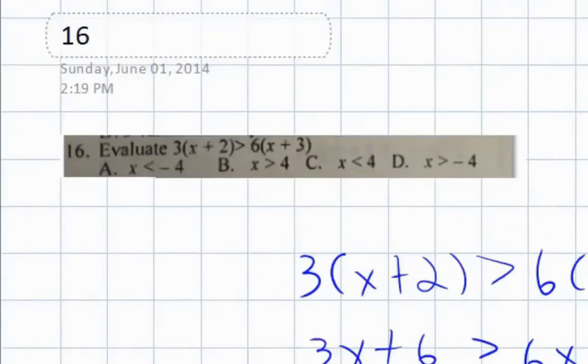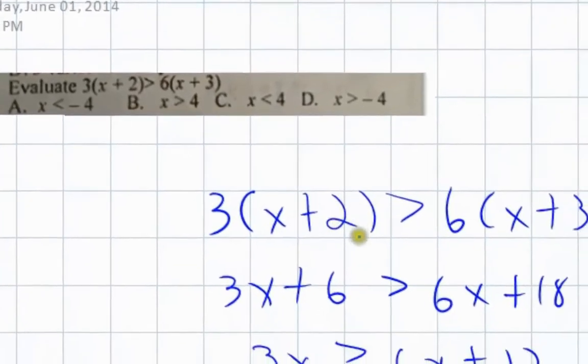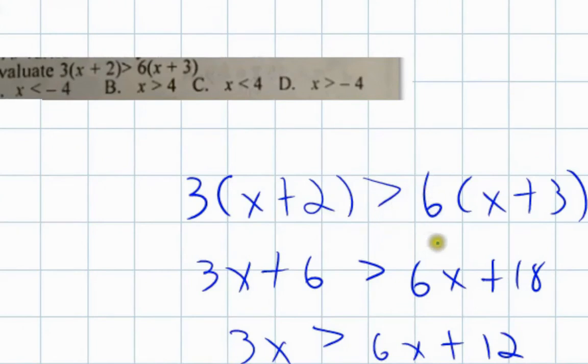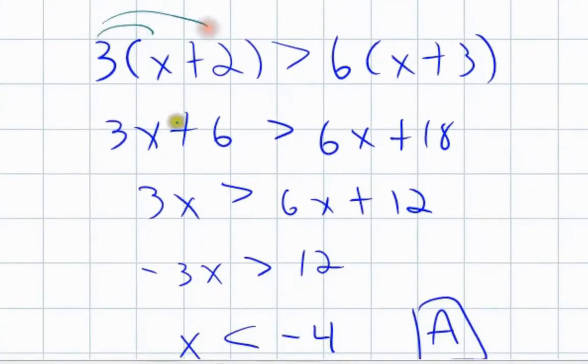Question 16 wants us to evaluate this inequality. We have 3 times the quantity x plus 2 is greater than 6 times the quantity x plus 3. What I started out by doing was just multiplying out these numbers. So now I have 3x plus 6 is greater than 6x plus 18.